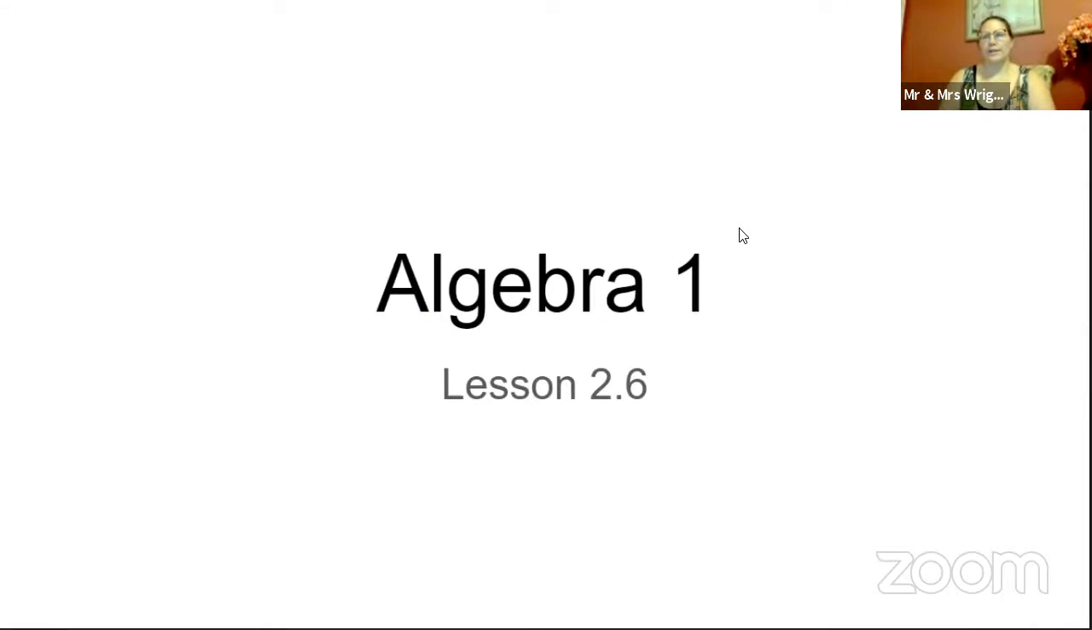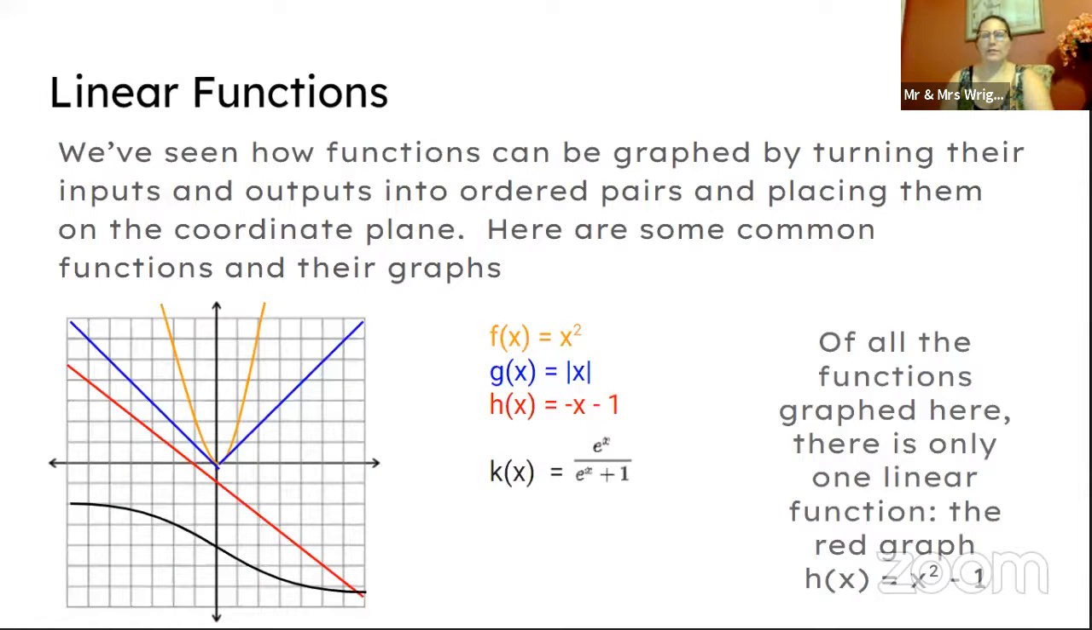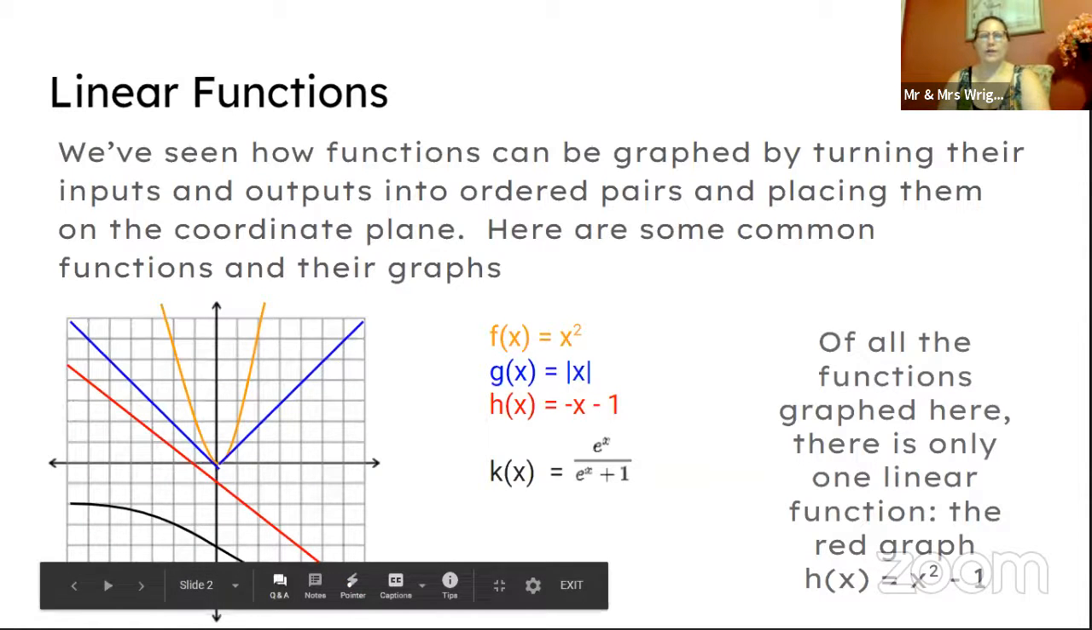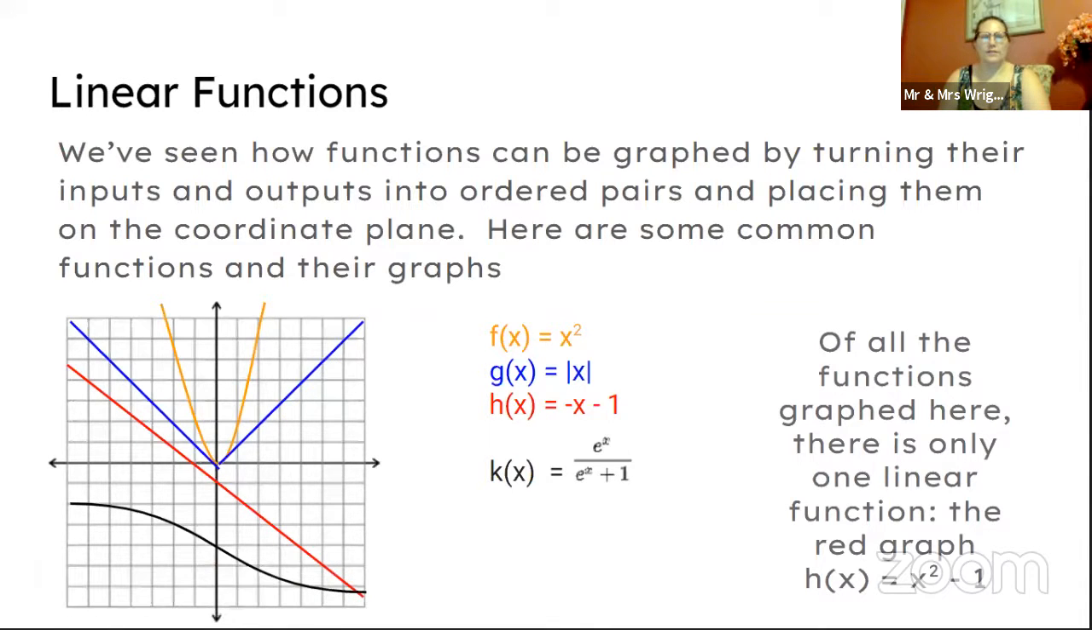Algebra 1, lesson 2.6, or module 2, page 6. So today we're talking about linear functions, and I have a number of functions graphed right here. F of x equals x squared. That's this parabola here in yellow. G of x equals the absolute value of x.